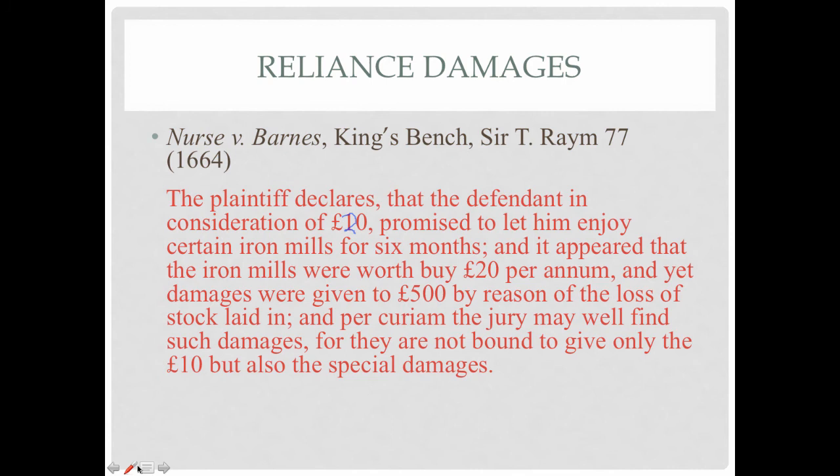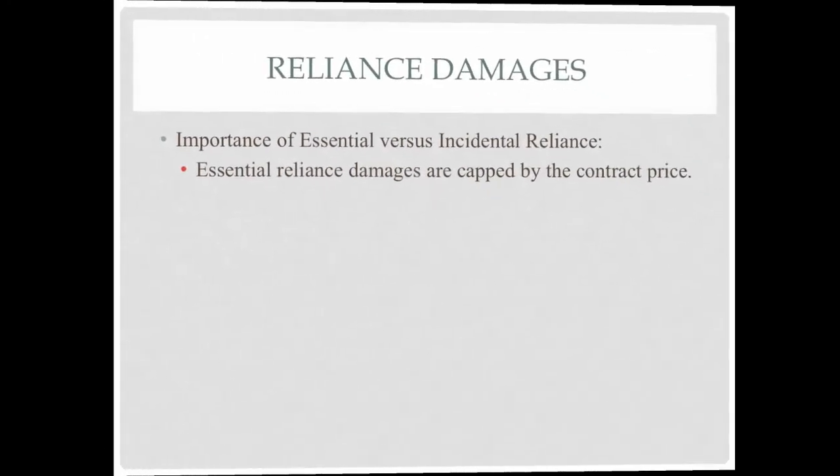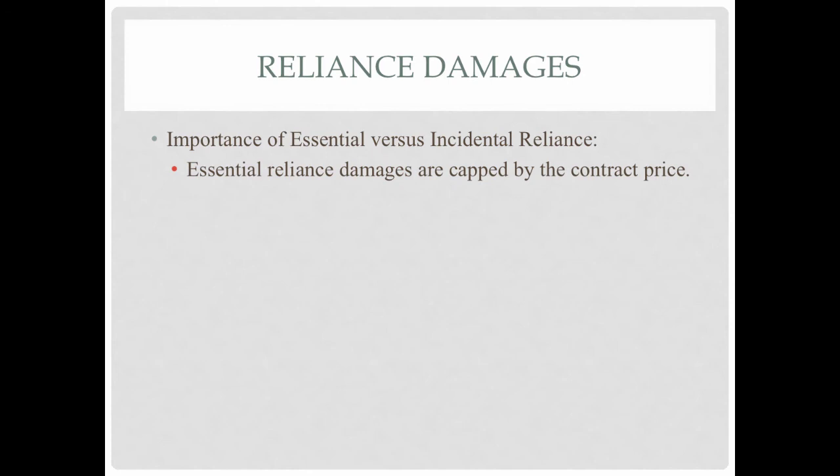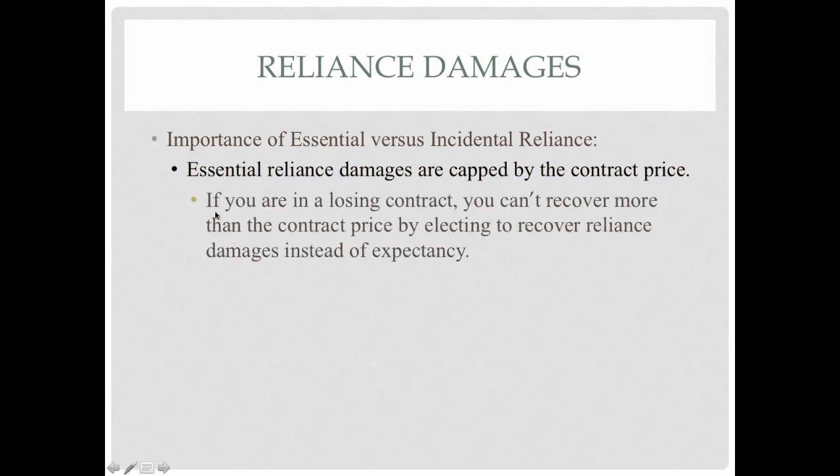And so as a consequence, the contract price acts as a cap on the essential reliance. So just to emphasize that, contract price caps essential reliance damages. What this means is if you're in a losing contract, you can't recover more than the contract price by choosing to recover reliance damages instead of expectancy.